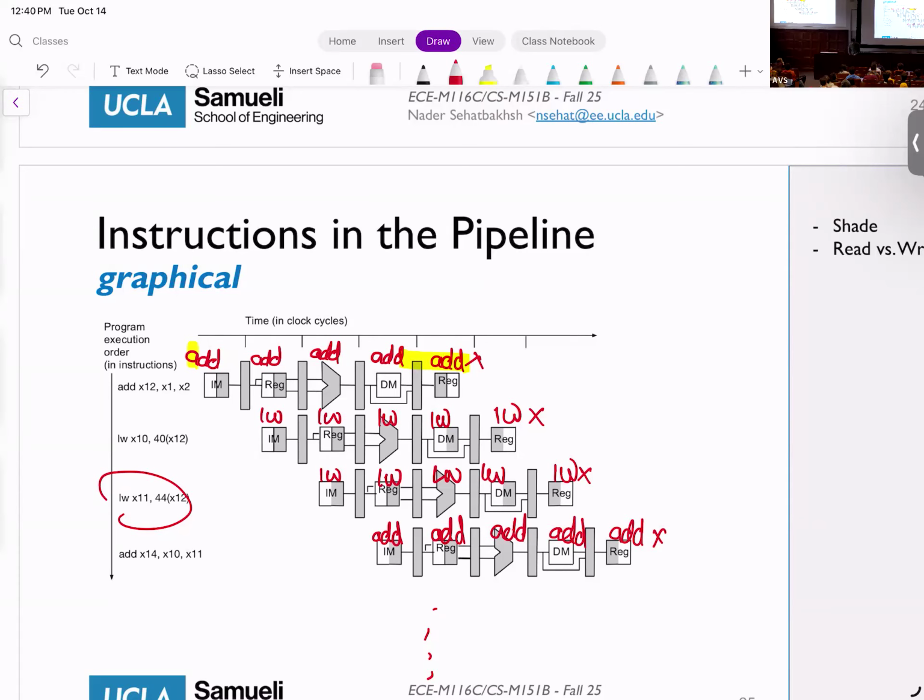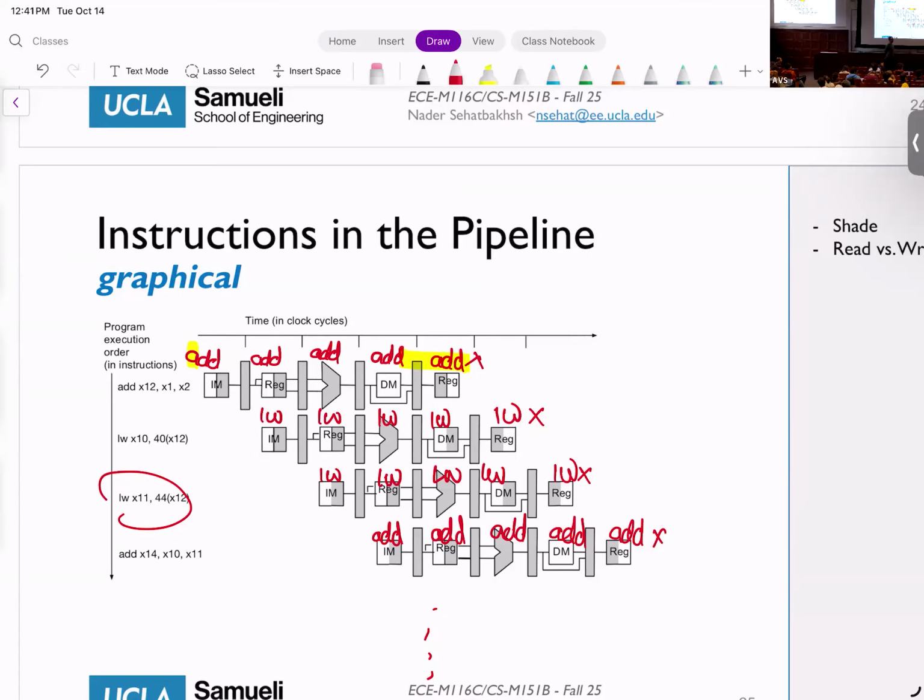For a few cycles, some of these things are empty. Yes, it takes a little bit of time to fill the pipeline. So for now, don't worry about the dependencies, but yes, there will be some dependencies. Soon I'm going to talk about them.